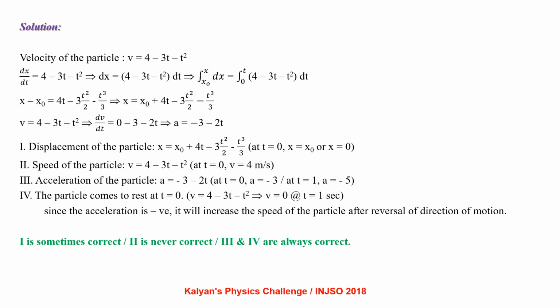The particle comes to rest at t equal to 0? v equal to 4 minus 3t minus t square, that is, v is 0 at t equal to 1 second. Since the acceleration is negative, it will increase the speed of the particle after reversal of direction. So 1 is sometimes correct, 2 is never correct, 3 and 4 are always correct.